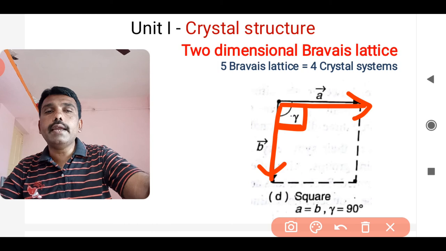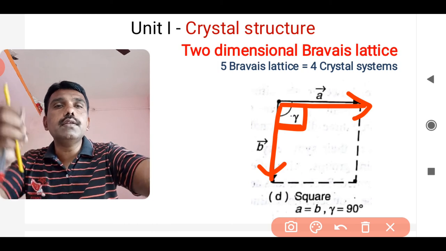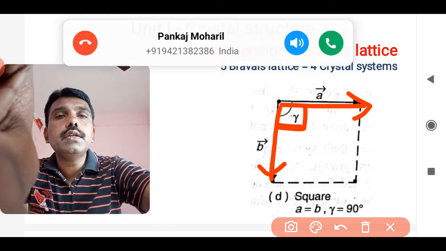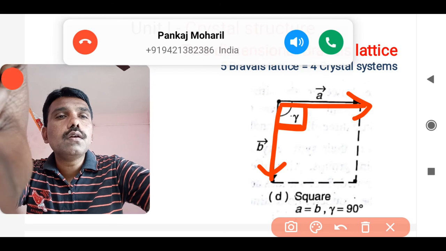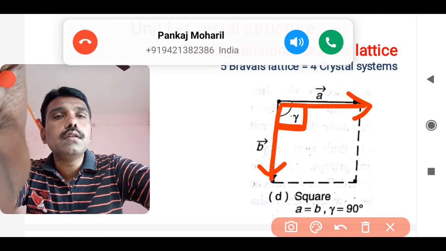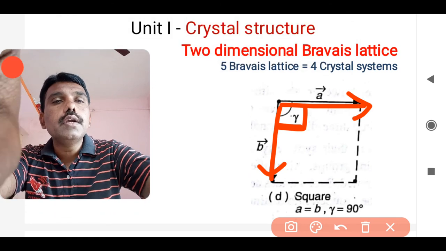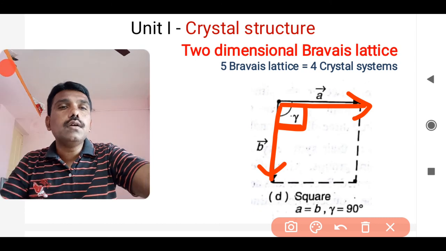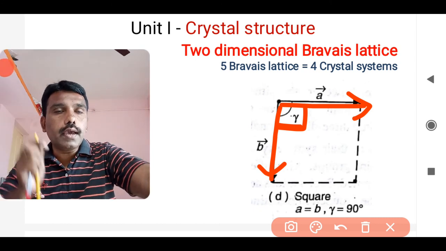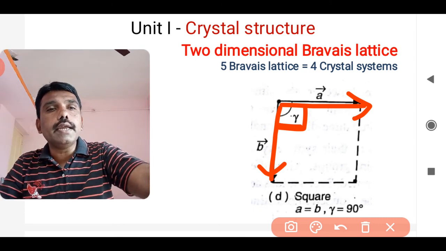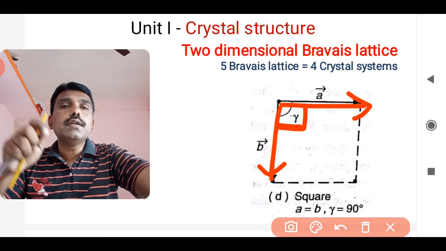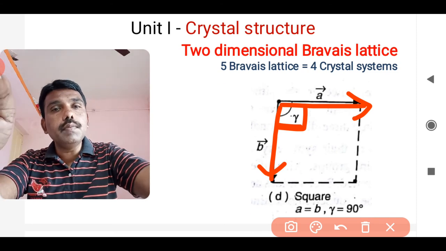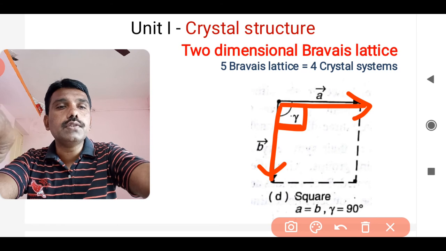is 90 degrees, and that's why in this case it is particularly rectangular. The square has the 90 degree angle, and both the vectors are similar and have equal sizes.